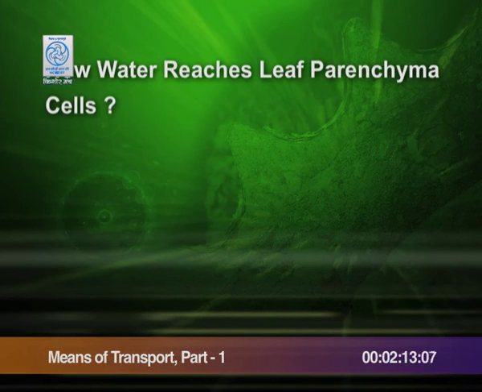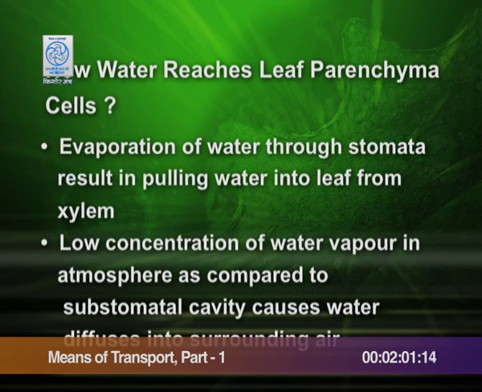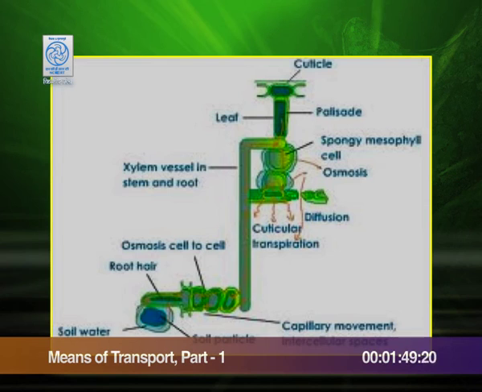Now, a very important question might bother you: how does water reach leaf parenchyma cells? First, it is through the evaporation of water through stomata, which results in pulling water into the leaf from xylem. Second, the low concentration of water vapor in the atmosphere as compared to the substomatal cavity causes water to diffuse into the surrounding air. In the following diagram, it is very well explained how the water reaches the parenchyma cells.